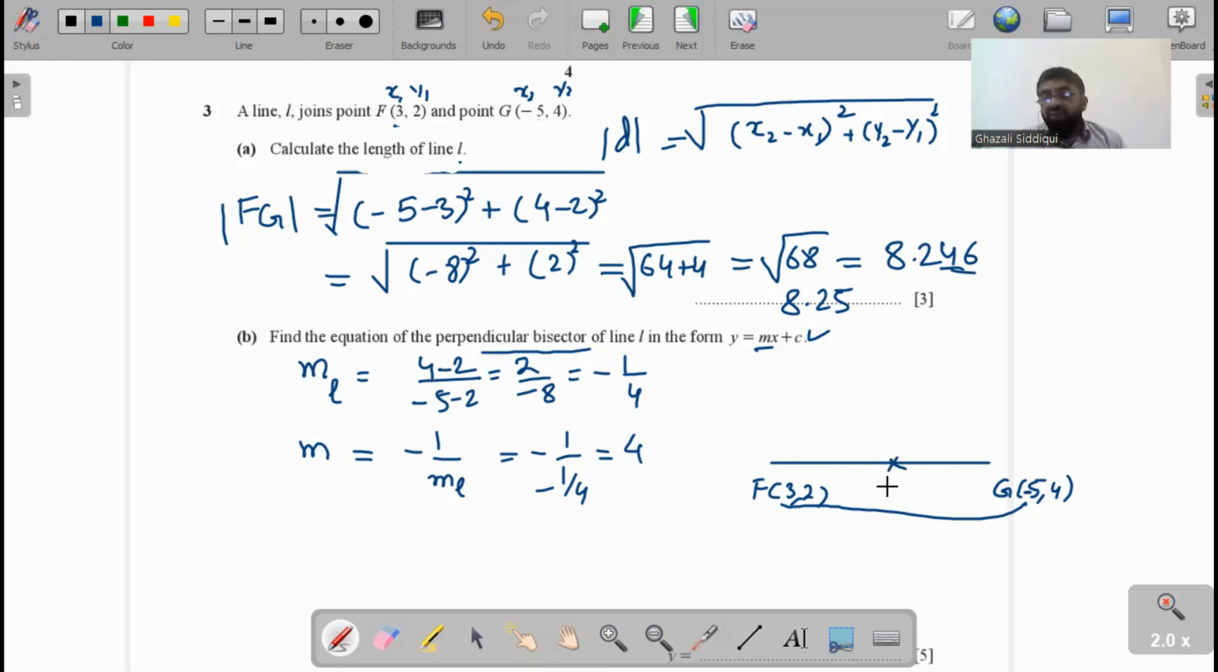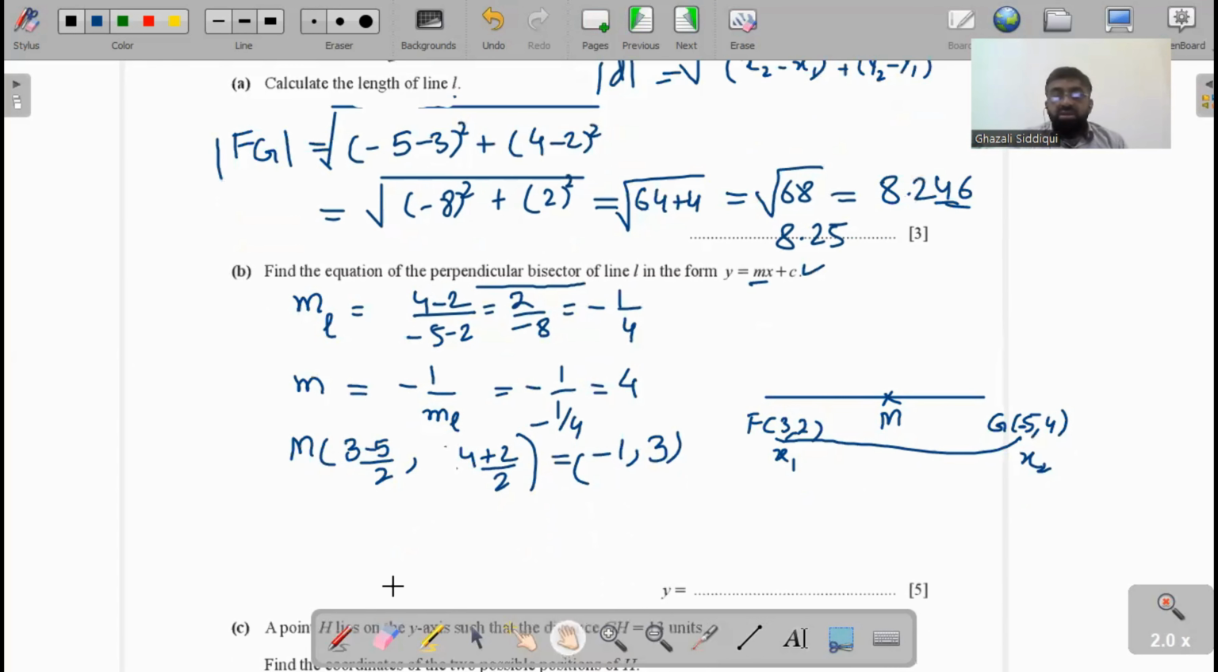To find the midpoint M of FG, the point will be equal to (x1 plus x2) over 2, where this is x1 and this is x2. So (3 minus 5) over 2, and (4 plus 2) over 2. That value is minus 2 over 2, which is minus 1, and 4 plus 2 over 2 is 3. So M is (-1, 3).